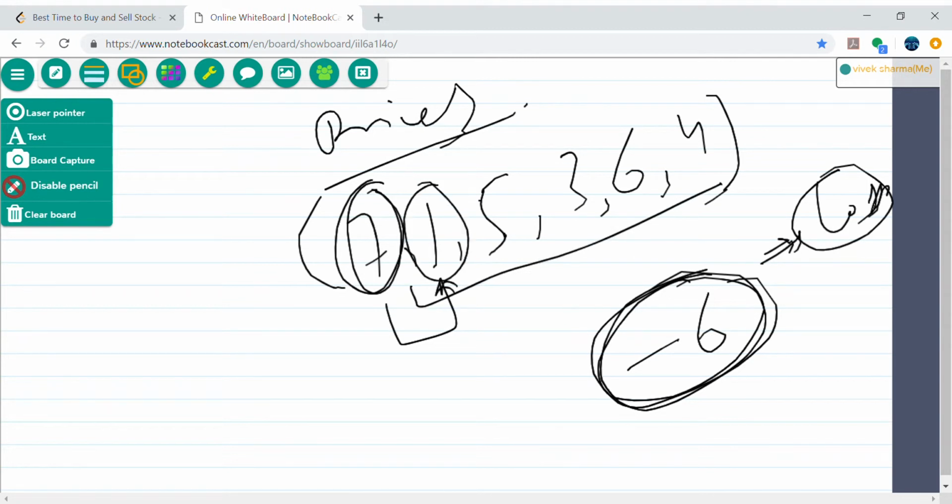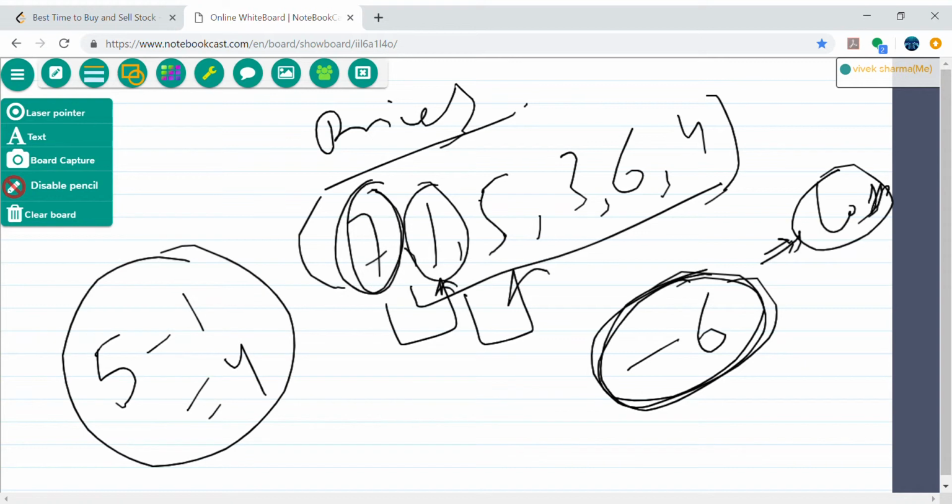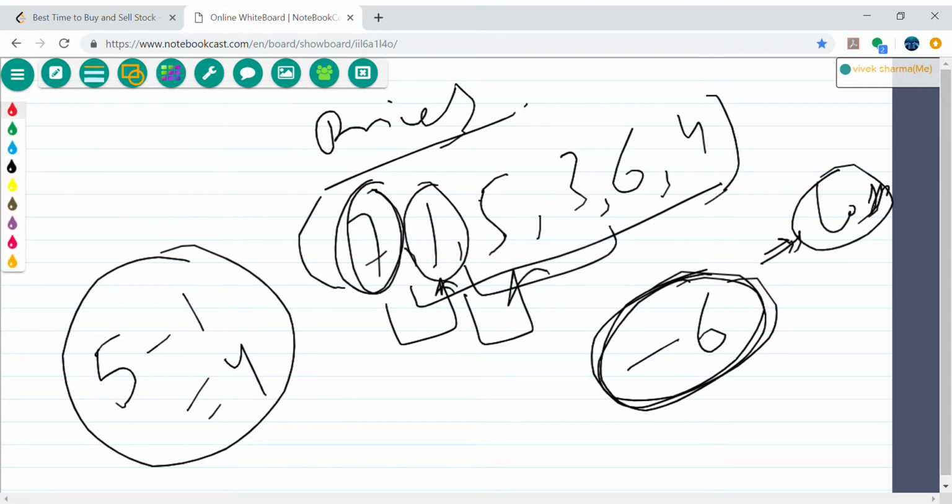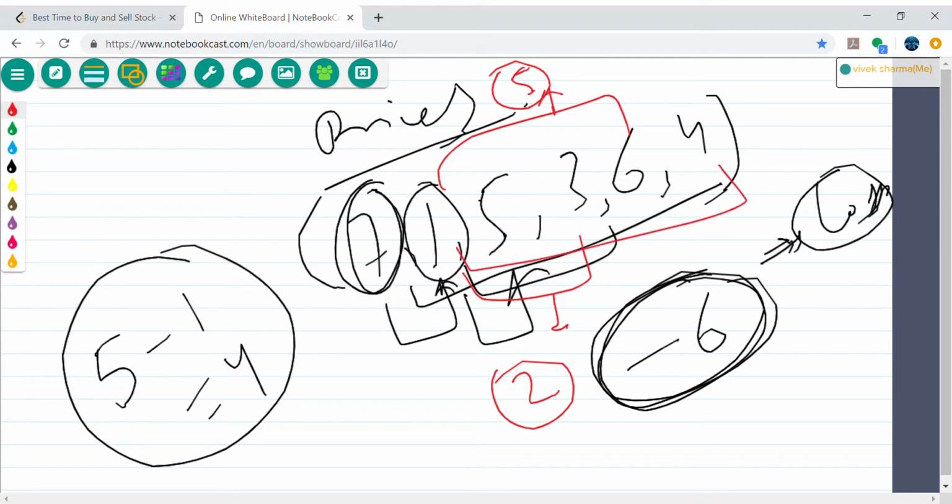But if I purchase at 1 and then sell it at 5, the profit I will be getting is 5 minus 1, which is 4, right? Similarly, here I will be getting 3 minus 1, so 2 with these two. Here I will be getting a gain of 5 because 6 minus 1 is 5, and similarly 4 minus 1 is 3, right? So what is the maximum of all these things? The maximum profit is 5, right?